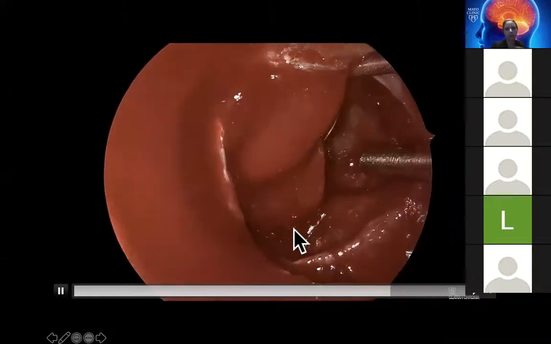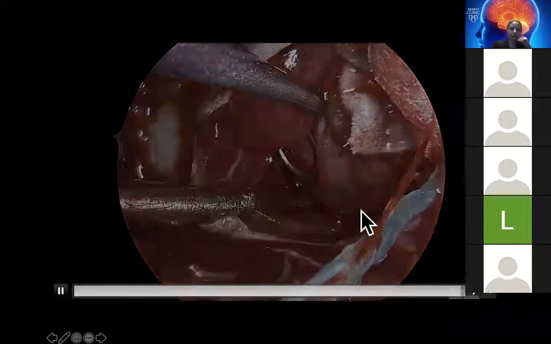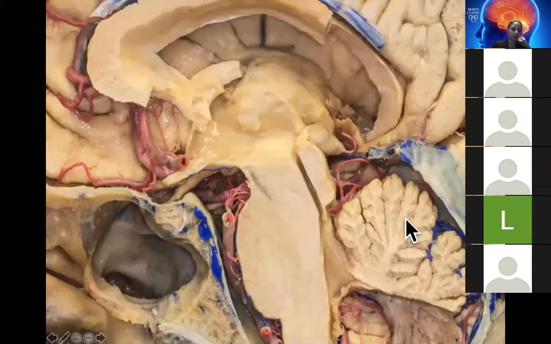It has a different color, has a different consistency. That's just the diaphragm and the pituitary gland here. And then it was reconstructed with a free graft. And that's the pre-op and post-op result.